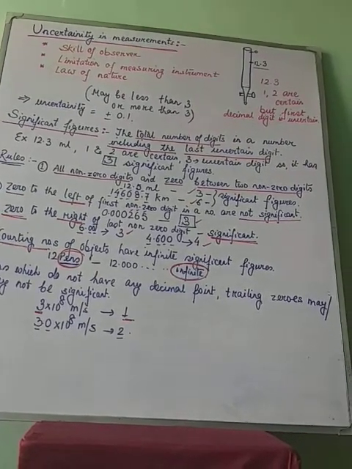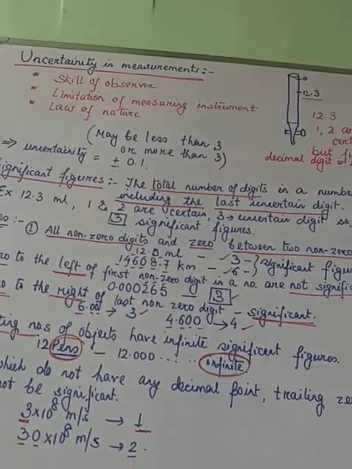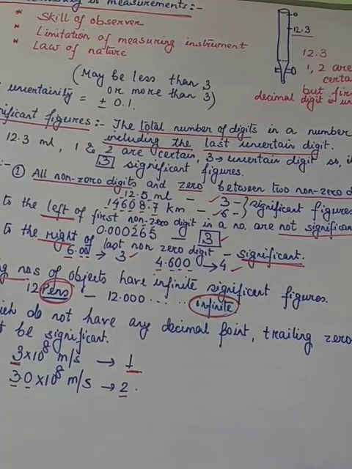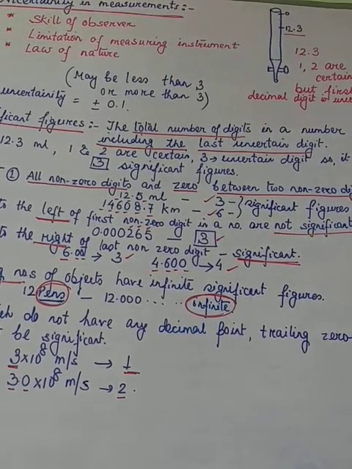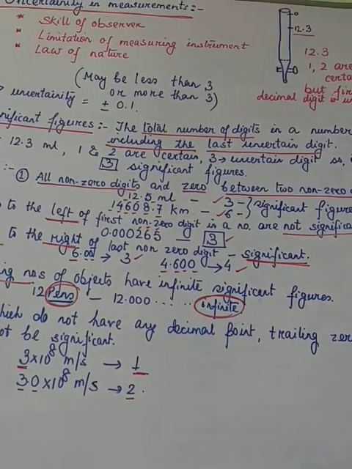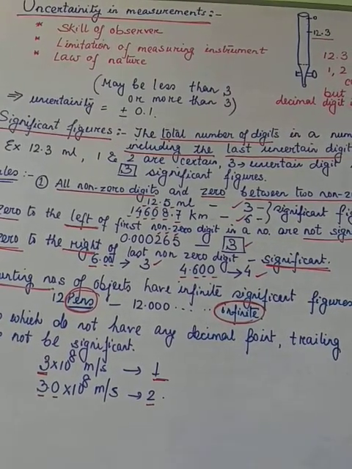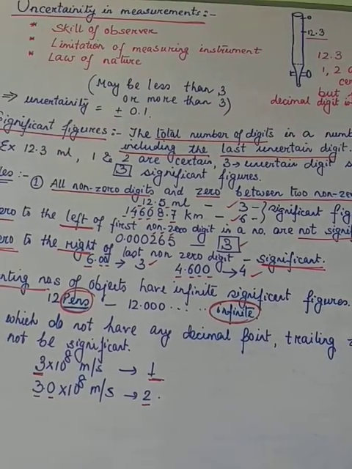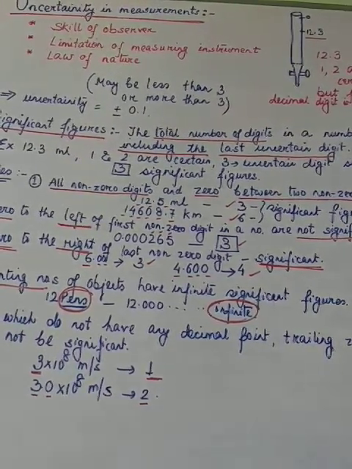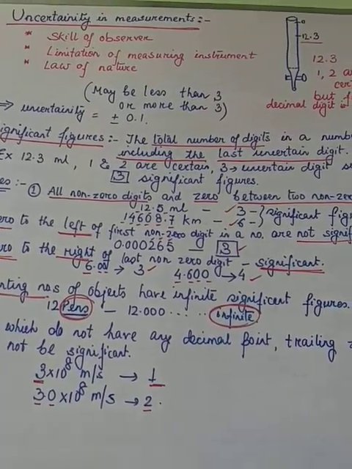Let me clear this for those for whom it is still a matter of doubt. The measurement could be accurate, could be precise, or could be both accurate and precise. That means there could be four different cases. One is both accurate and precise. One is neither accurate nor precise. It is also possible that it is only accurate but not precise, or precise but not accurate.